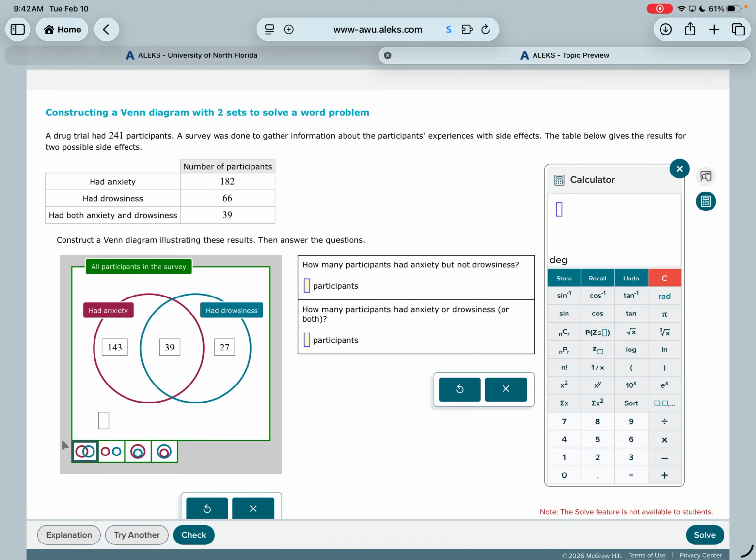All right, the last thing is you got to figure out how many didn't have anxiety or drowsiness. There was 241 total. I already have 143 in anxiety, 39 in both, and 27. So I can add all those up and subtract it, or just subtract them like I have it in the calculator. And that leaves me 32 that didn't have anxiety or drowsiness. Okay, so I had to subtract the total number minus all the numbers in the circles.